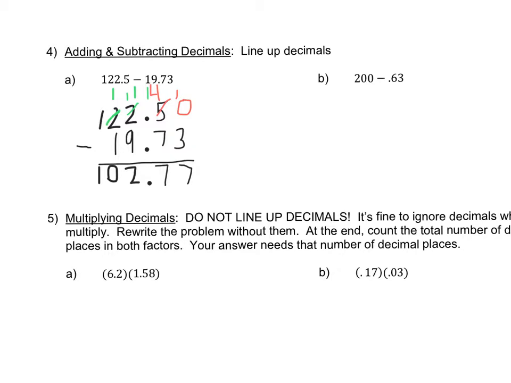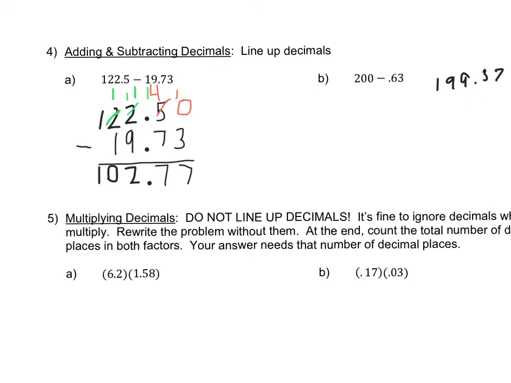So the next problem, 200 minus 0.63, we could just do this logically in our head. We need the remainder of the 63 cents to bring us up to $1. So it would be 37 cents. So you should get 199.37. Okay, so this is the answer, just doing it logically.